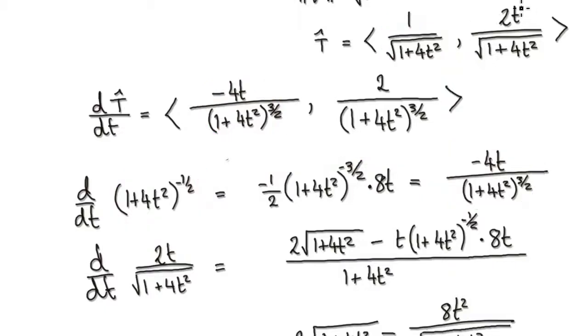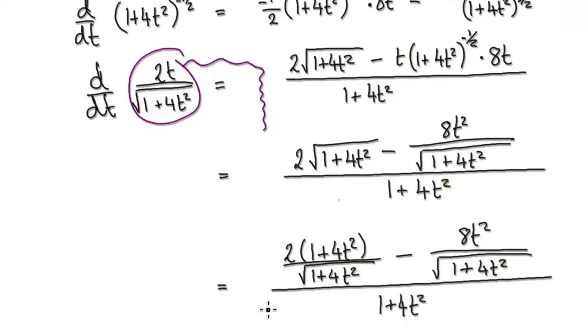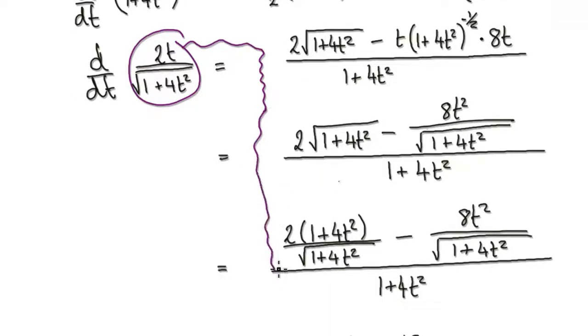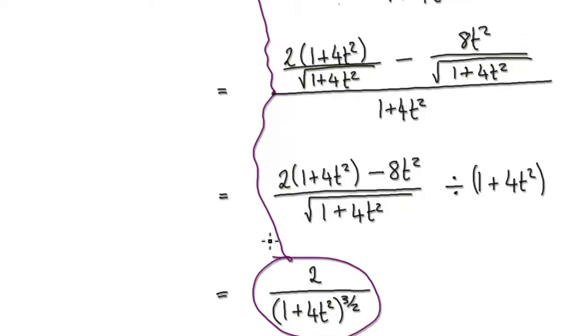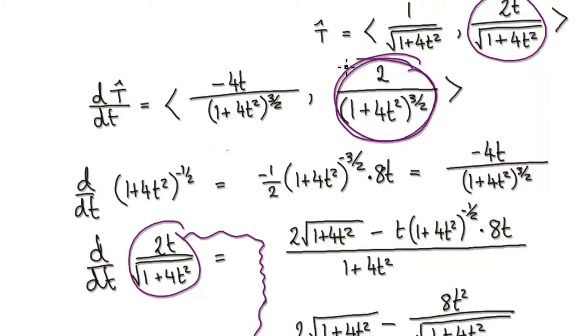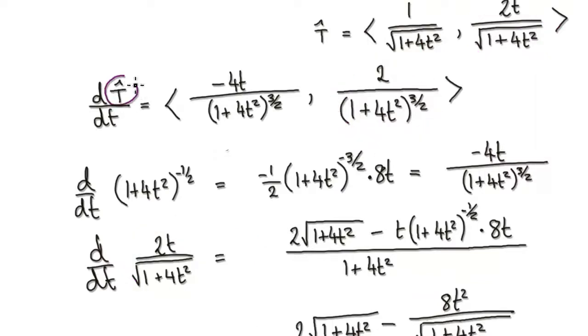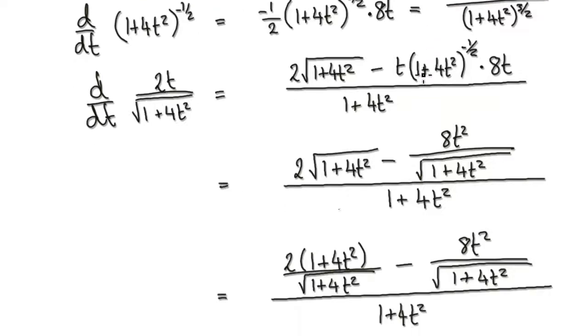If you differentiate this, it will give you this thing here, and then if you differentiate this, it will give you this thing here. So now we've just differentiated our unit tangent vector, and that gave us this thing here.